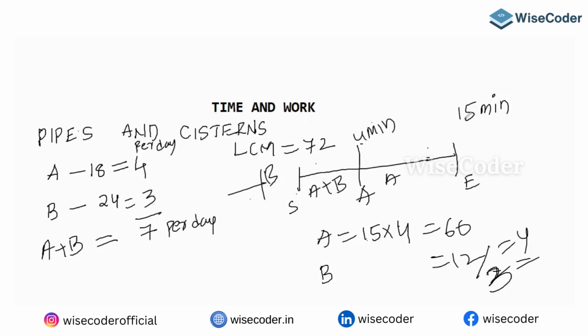The logic is this: ask yourself a question. The tank got filled in 15 minutes. Which tap is open throughout? A, 4 per minute. So in 15 minutes, 60 out of 72 is done. Left with 12. This is done by B, obviously. B does 3 per minute, so to do 12, that is 12 by 3, which takes 4 minutes.